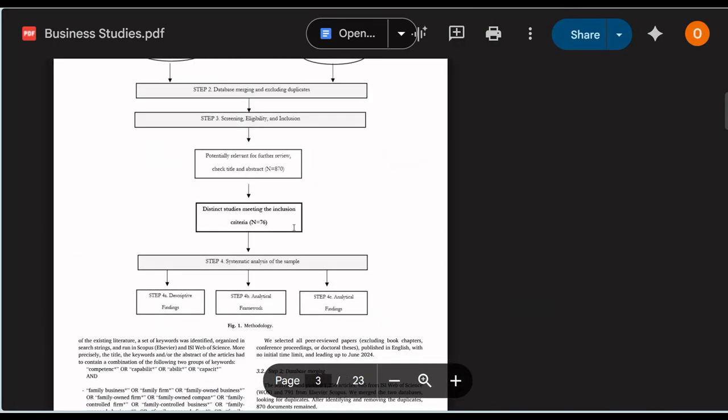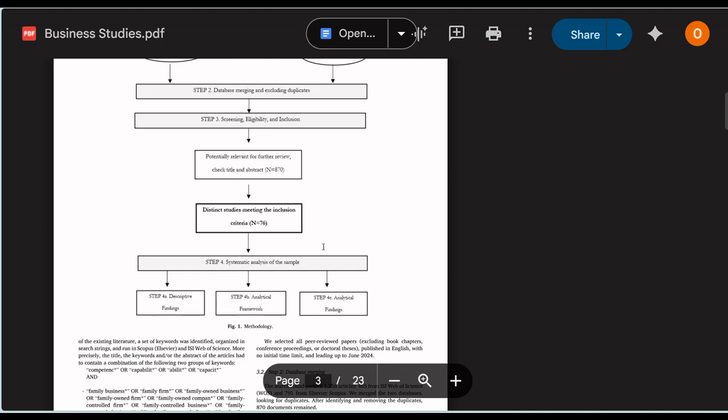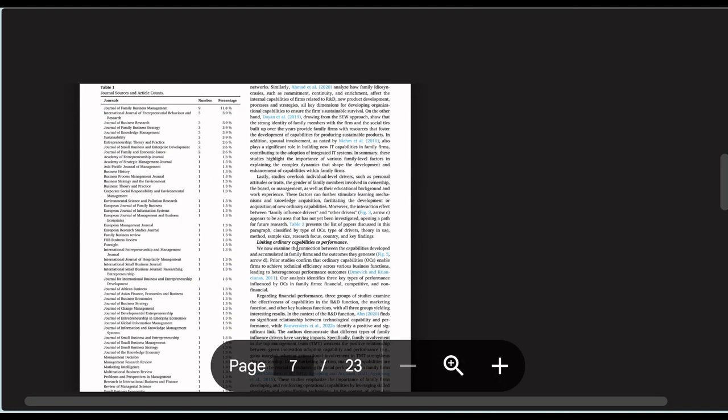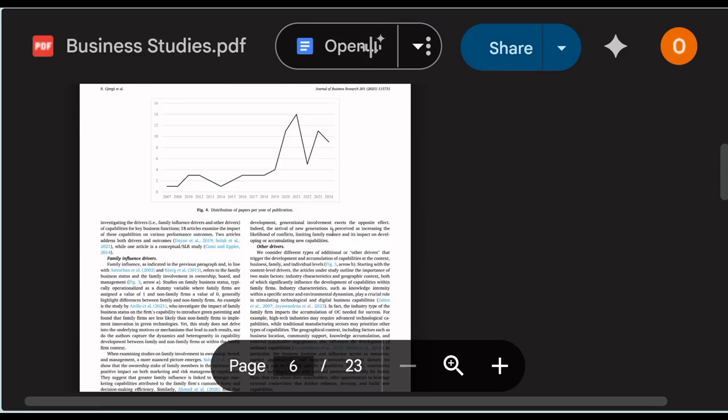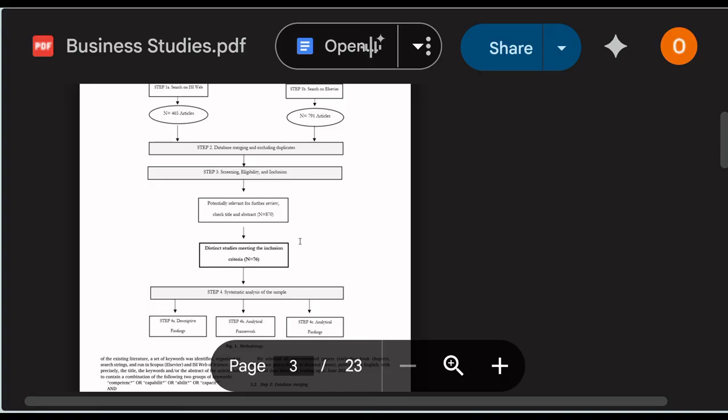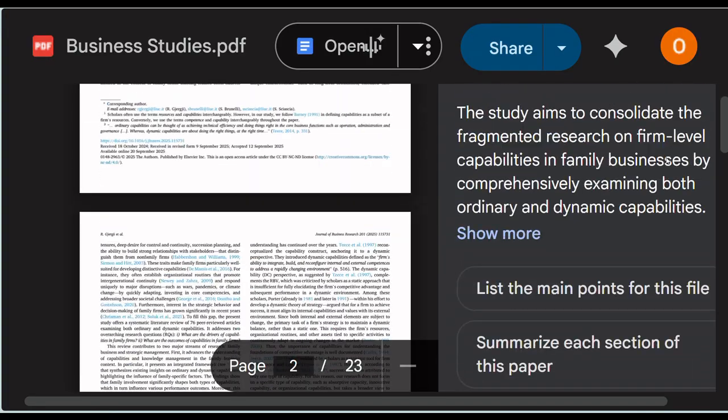All right, so now we have the way this study is presented. It's a function of the type of research question that was asked initially.